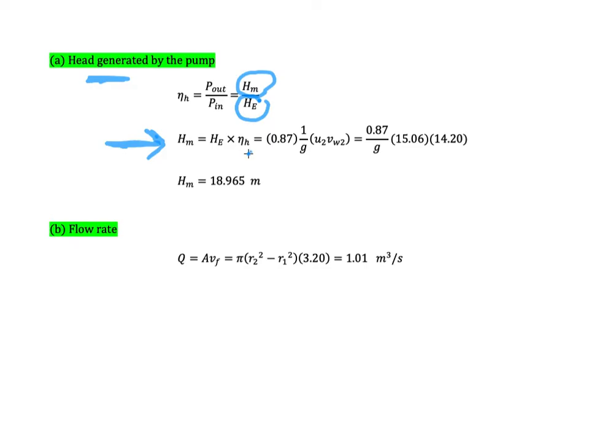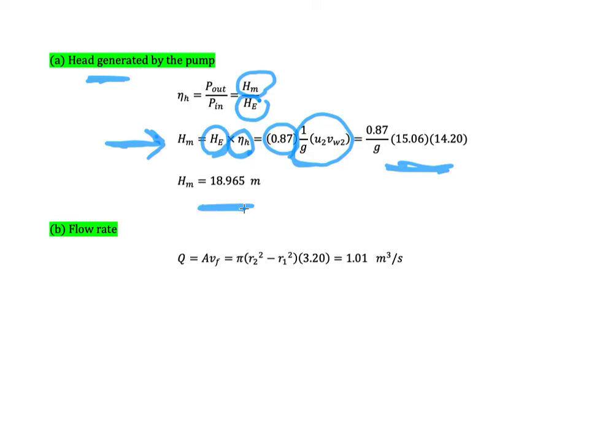So the value of hydraulic efficiency is given, which is 87%, and the equation of Euler head here is given as this one. So I hope you could make a revision for your fluid mechanics 2, because we already learned about Euler head in fluid mechanics 2. So we substitute all the value, we could get that the manometric head here is 18.965.